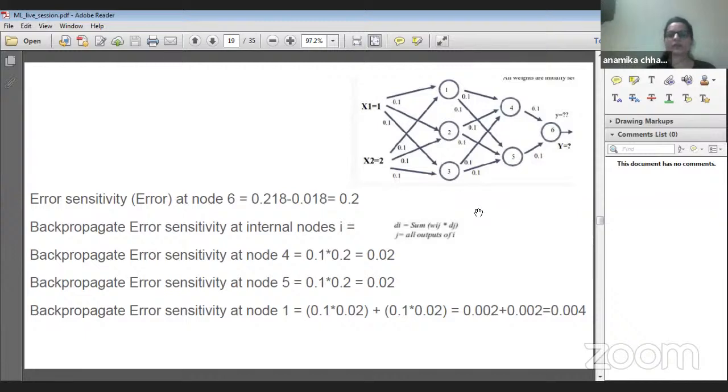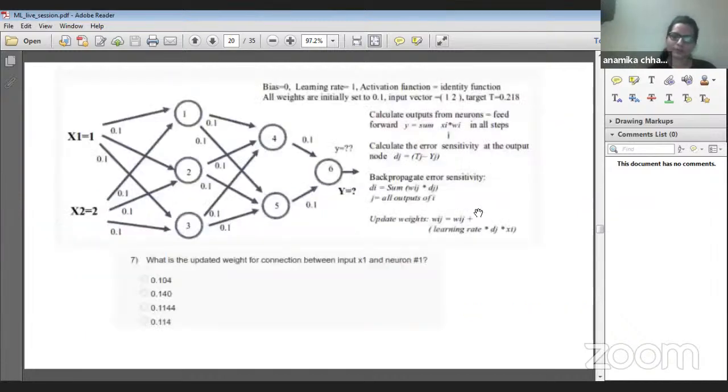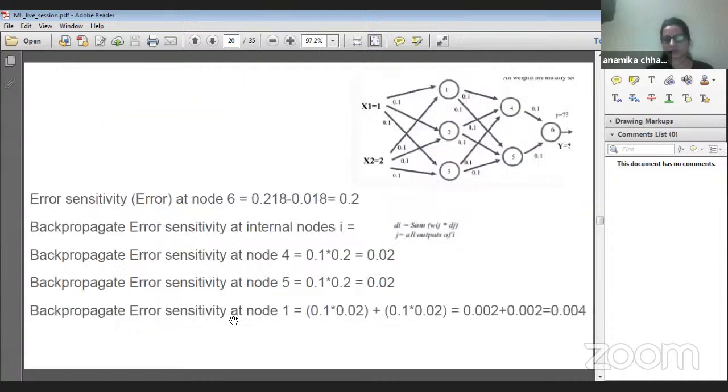Next question. This is also based on this very answer. Third question: what is the updated weight for the connection between input x1 and neuron number 1? That is this one. As I said, our aim is to update the weights based on how much error we get here. So before we update the weights, we need to compute the error sensitivity at each node, correct? Which we computed over here. So error sensitivity at node number 1 is 0.004.